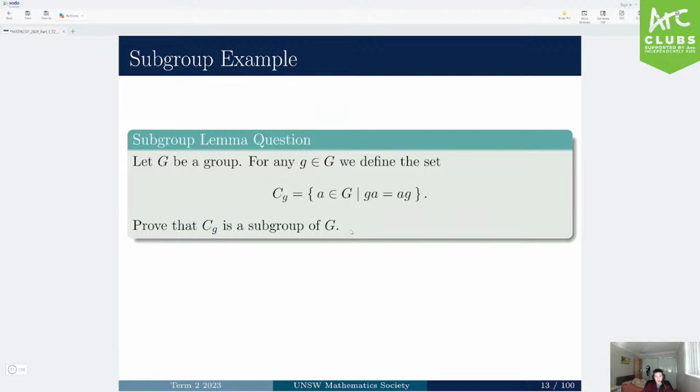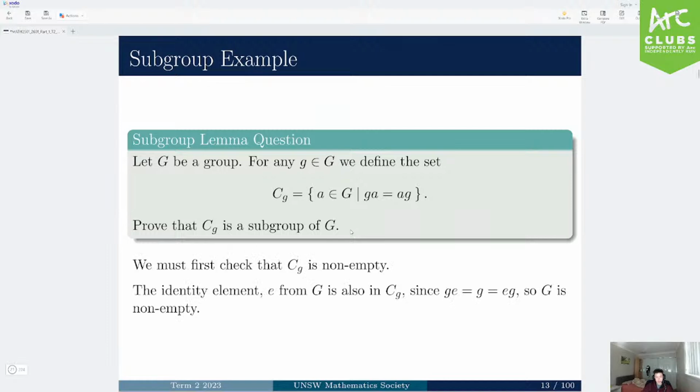Now, again, for subgroups, we have to prove the two closure conditions, and we also have to make sure that the set is non-empty. So the first thing is to check that the set is non-empty, and the easiest thing to do is just find an element that exists, usually the identity element. If we take the identity element e from G, this is also going to be in C(g) because we know that ge is equal to eg, which equals g. So the identity element of G is also inside of C(g), and that tells us that C(g) is going to be non-empty.